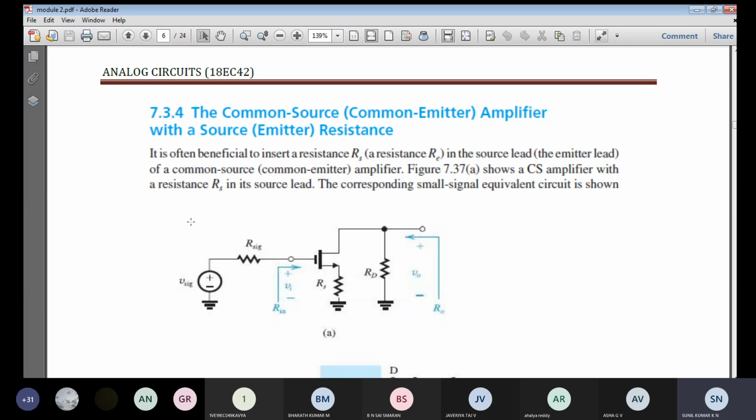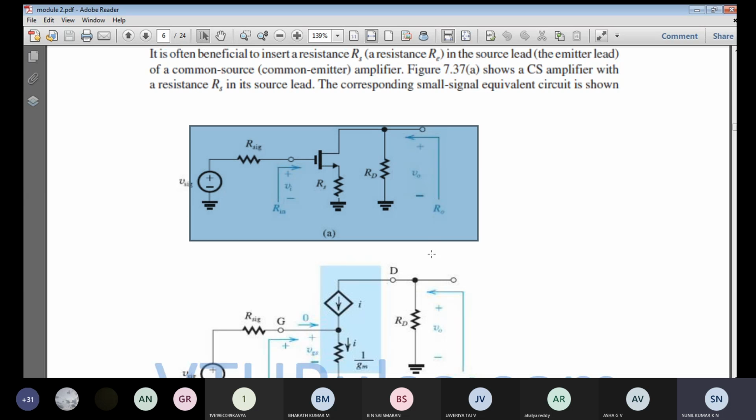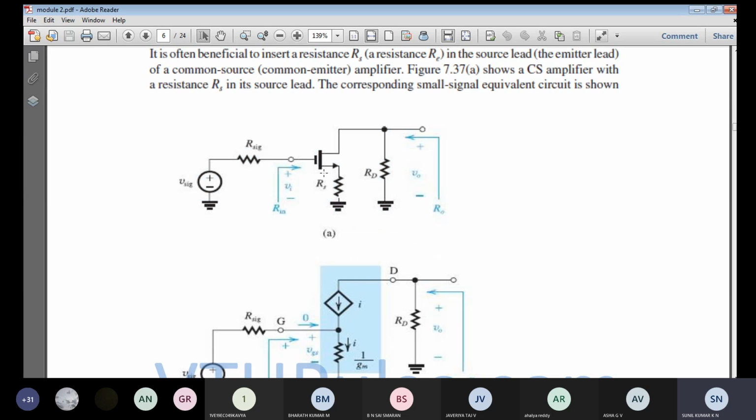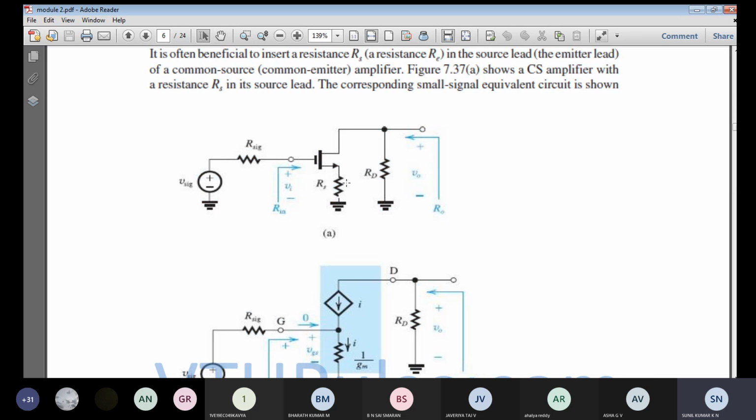For the previous circuit, whatever you have done, the same thing you are going to write as the circuit diagram for this common source. The only change is the source resistance Rs. By connecting Rs to the source terminal, Rs has been connected across the source terminal. Now the modification is only this resistance. By adding this resistance, the rest all remains the same. So with this inclusion of the resistance Rs, what all is going to change, we have to observe.